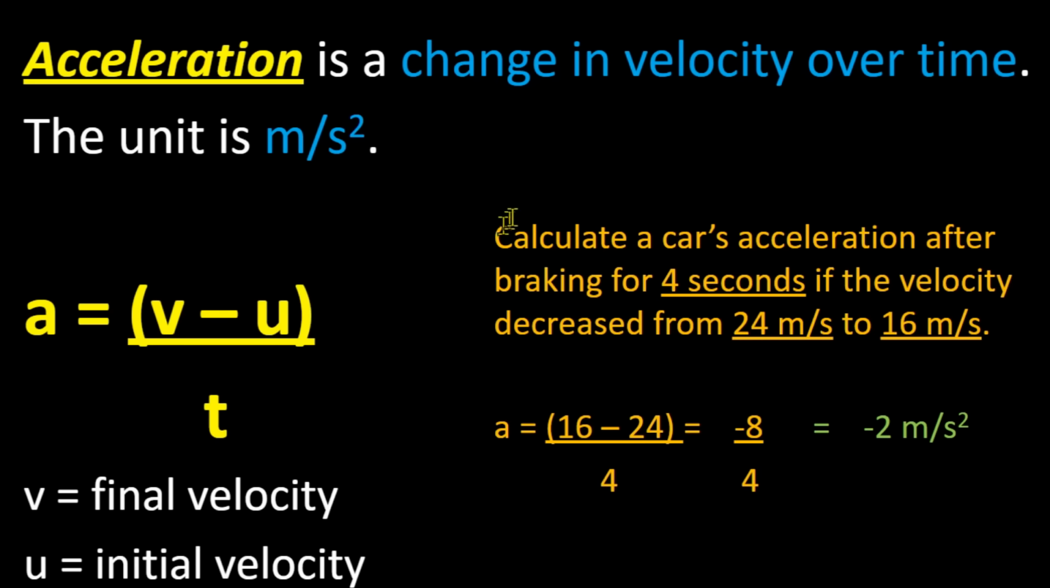Here we have an example question. Calculate a car's acceleration after braking for 4 seconds if the velocity decreased from 24 meters per second to 16 meters per second. The final velocity is going to be 16, the initial velocity is going to be 24, and the time is going to be 4 seconds. 16 minus 24 is negative 8, divided by 4, and the acceleration is going to be negative 2 meters per second squared. Basically, this means that the car is decelerating. It is losing 2 meters per second every second that passes.